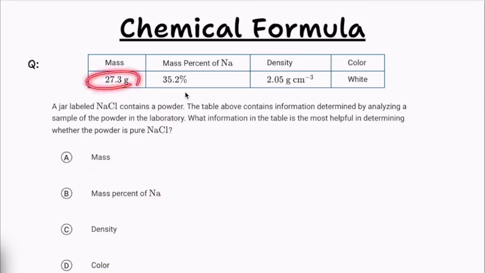Just by the mass, there is no way for me to figure out if this is sodium chloride or something else, because for all different types of matter, you can have 27.3 grams of it, so it's not mass for sure. Density is calculated by mass divided by volume. The thing is, different substances might have the same density, so it's not something specific or unique to a substance. So that's not density. And color, of course, not. Like sugar is also a white powder. You can't really tell from the color or the density. So it should be only the mass percent of sodium.